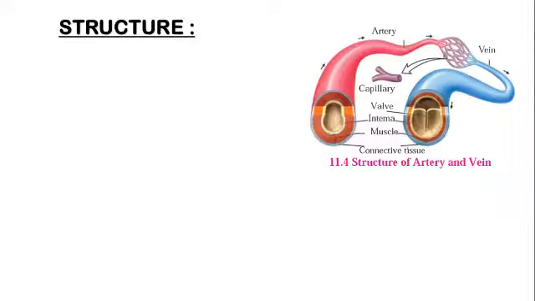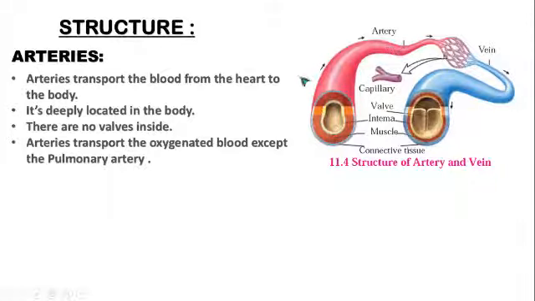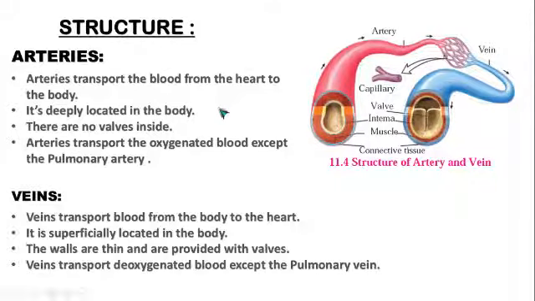Structure. Arteries. Arteries transport the blood from the heart to the body. It is deeply located in the body. There are no valves inside. Arteries transport the oxygenated blood except the pulmonary artery.